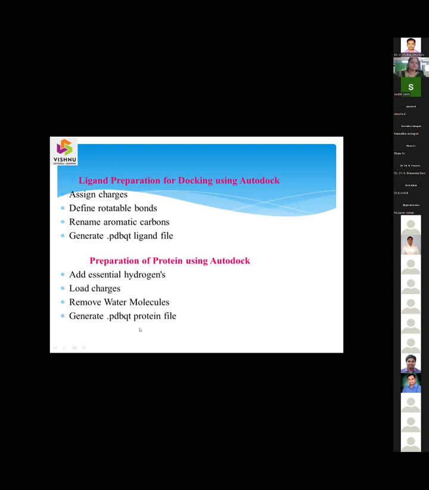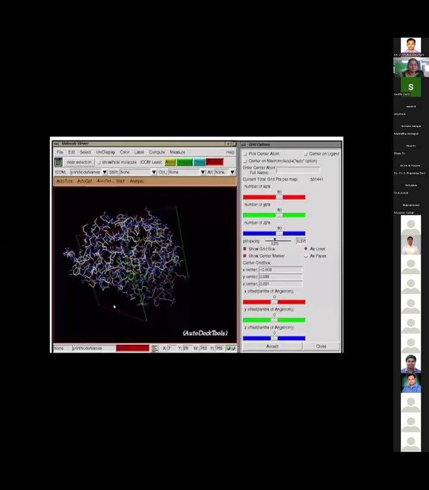After the first step, we are generating the PDBQT of the ligand file. In the second step, we are generating the PDBQT of the protein file. After generating these files, when you load them into the AutoDock software, they will appear like this.